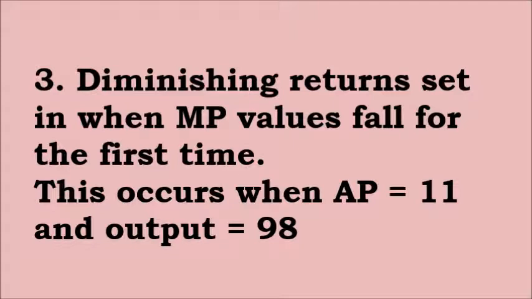So diminishing return sets in when MP falls for the first time. This occurs when AP is equal to 11 and output is 98. It means the value for MP is negative 3. That's where diminishing return sets in. Not 15, it is negative 3. Hope it's well understood. Let's continue.